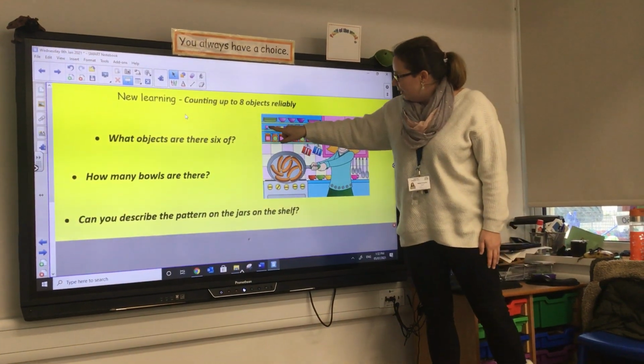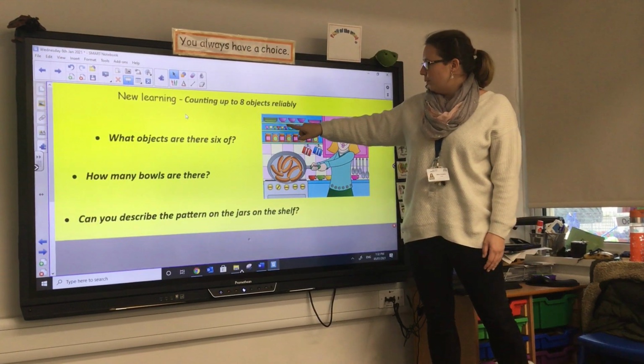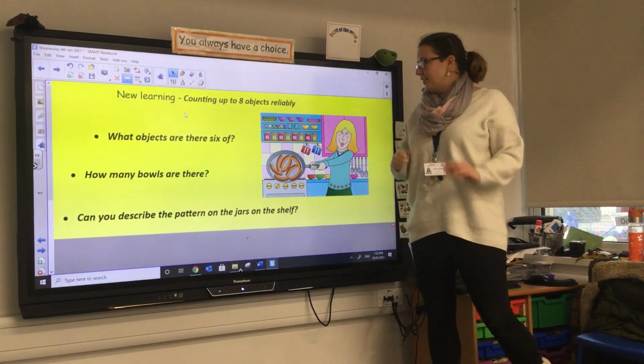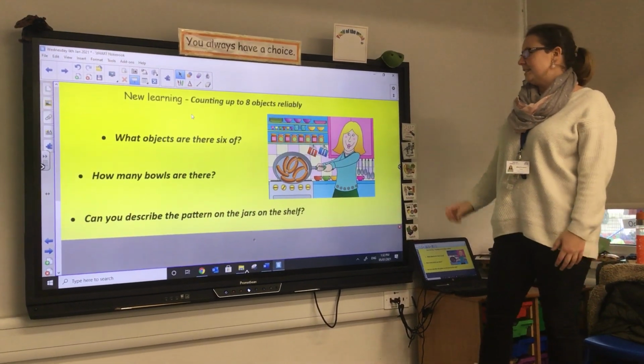Look! The tiny egg cups at the top. 1, 2, 3, 4, 5, 6. There are 6 egg cups. Well spotted. Bet some of you found that much quicker than I did.